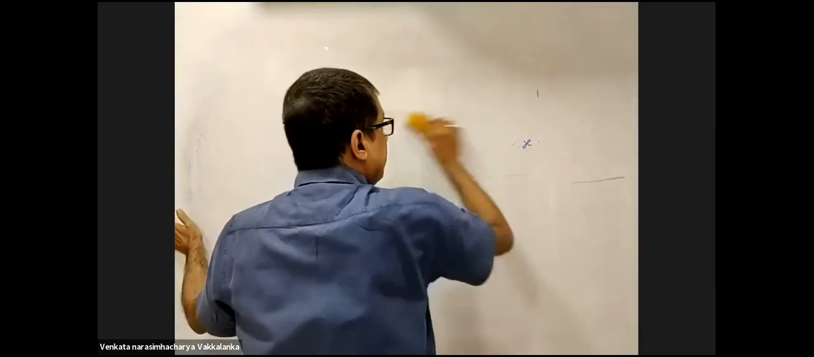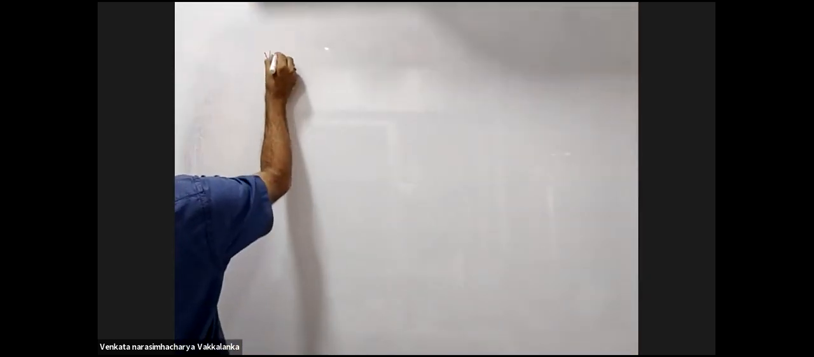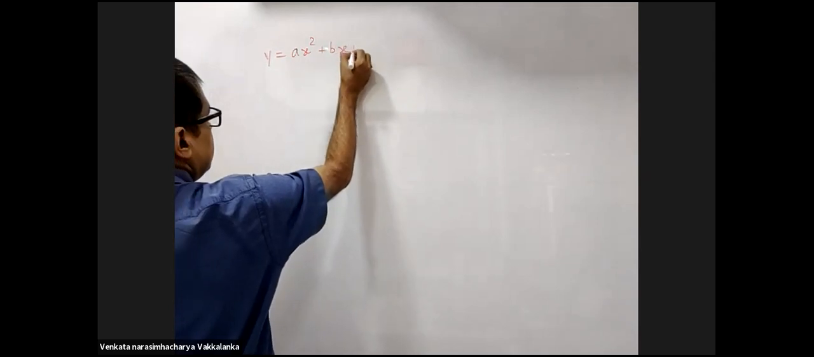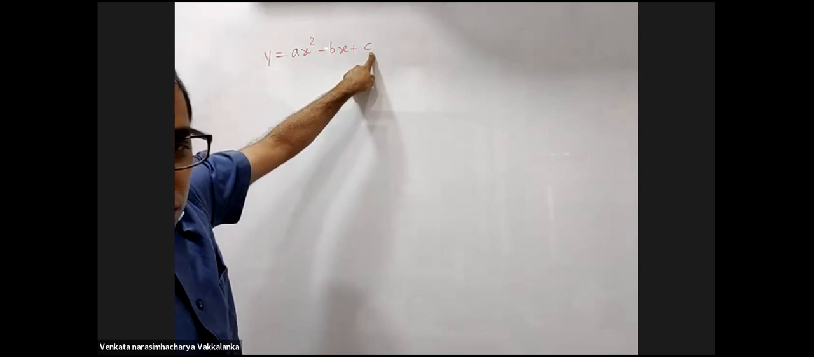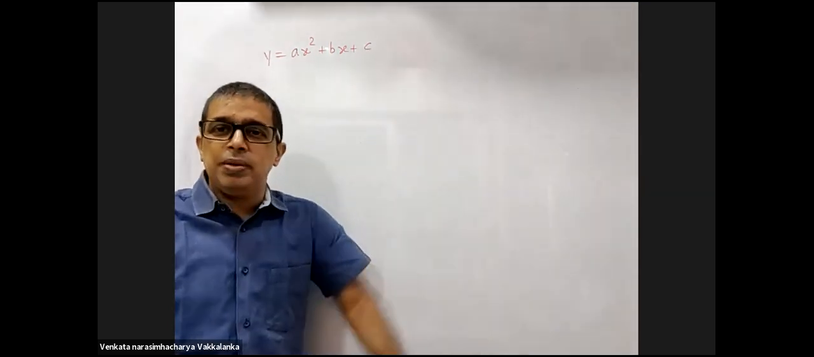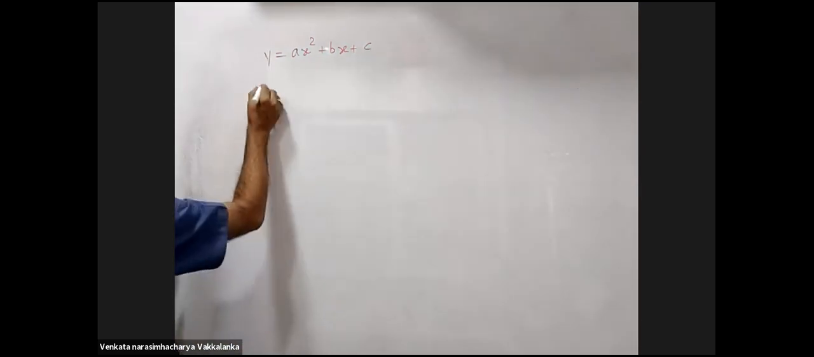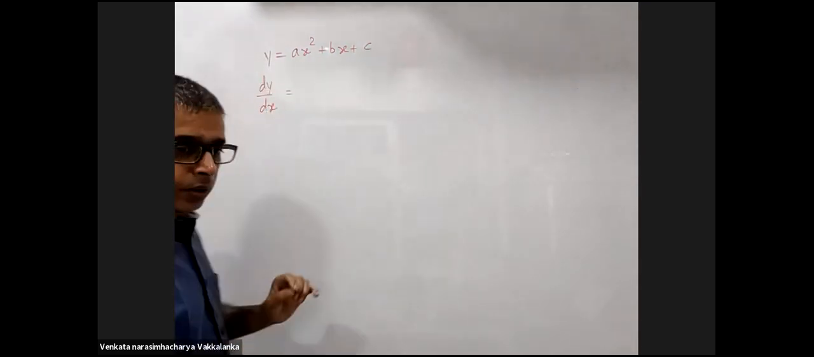Now, this is the way we will do differentiation. Hereafter, all polynomials will be differentiated this way. Let y be equal to ax square plus bx plus c. A is a constant, b is a constant, c is a constant. You must have seen a quadratic equation. Agreed? Differentiation of y with respect to x.